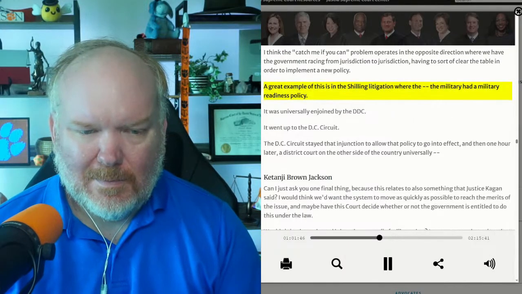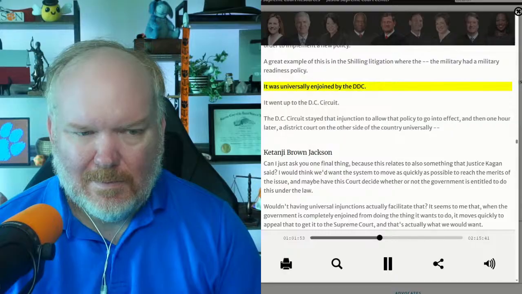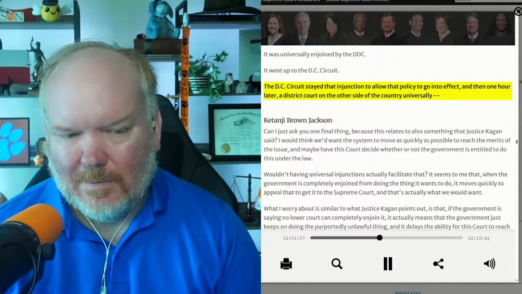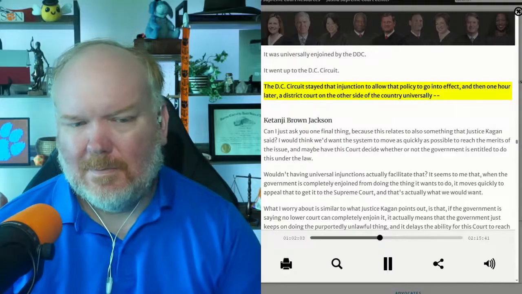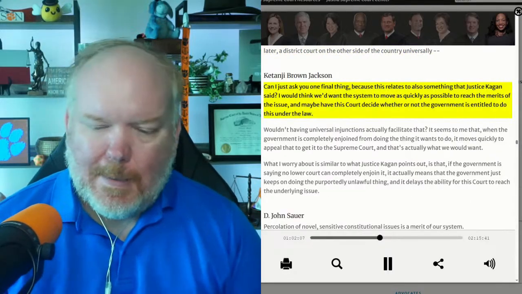A great example of this is in the Schilling litigation, where the military had a military readiness policy. It was universally enjoined by the DDC. It went up to the D.C. Circuit. The D.C. Circuit stayed that injunction to allow that policy to go into effect, and then 1 hour later, a district court on the other side of the country universally. Can I just ask you one final thing, because this relates to also something that Justice Kagan.